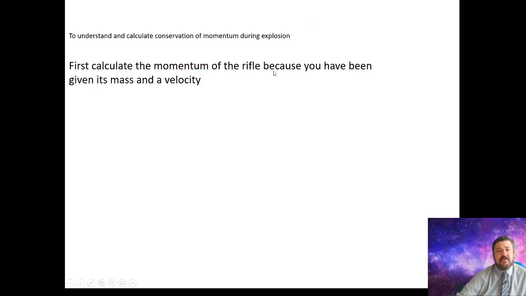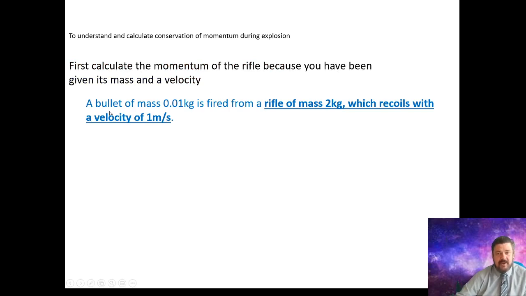Let's calculate the momentum of the rifle because you've been given its mass and velocity. So back to our information. Bullet of mass 0.01 kilograms is fired from a rifle of mass 2 kilograms, which recoils at a velocity of 1 meter per second. Let's go through it. Velocity of the rifle is 2 times 1, 2 kilograms meters per second. So those are 2, those are 1. So we can calculate the mass and the momentum of the rifle.